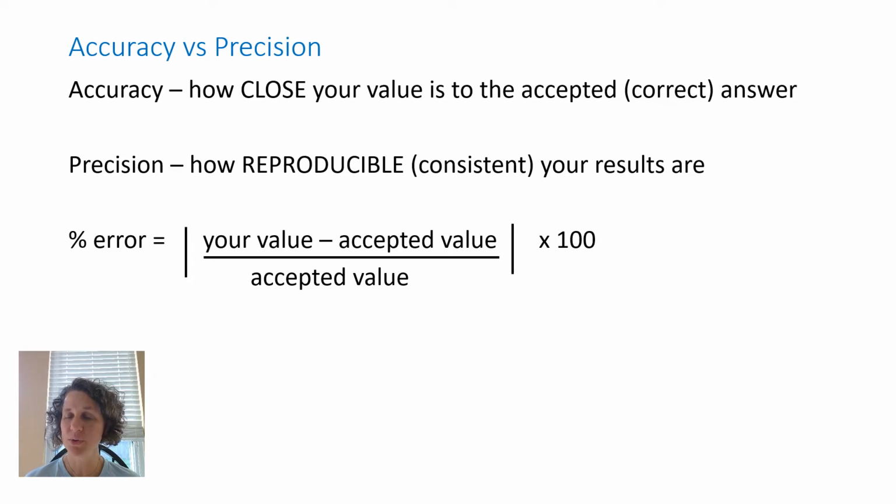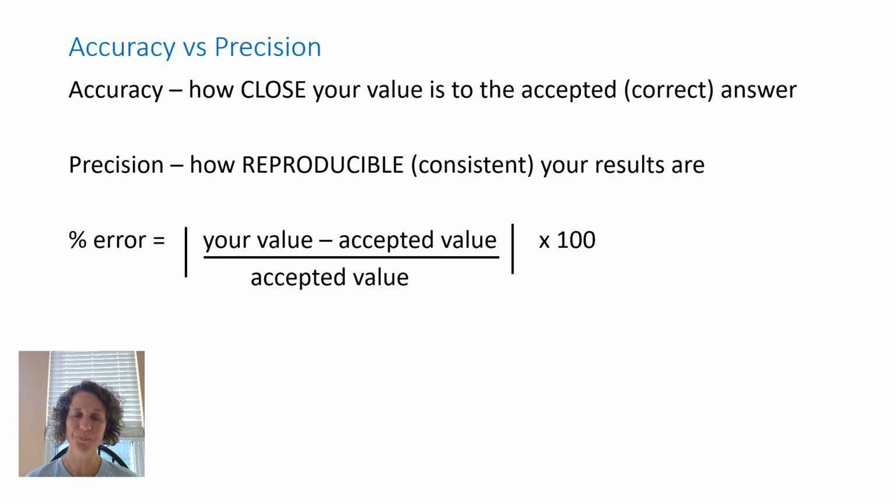Accuracy is how close your value is to the accepted or to the correct answer. It's like getting 100 on a test. You are very accurate. Precision is how reproducible or how consistent your results are. And so that is consistently getting the same answer or the same result if you were doing an experiment.